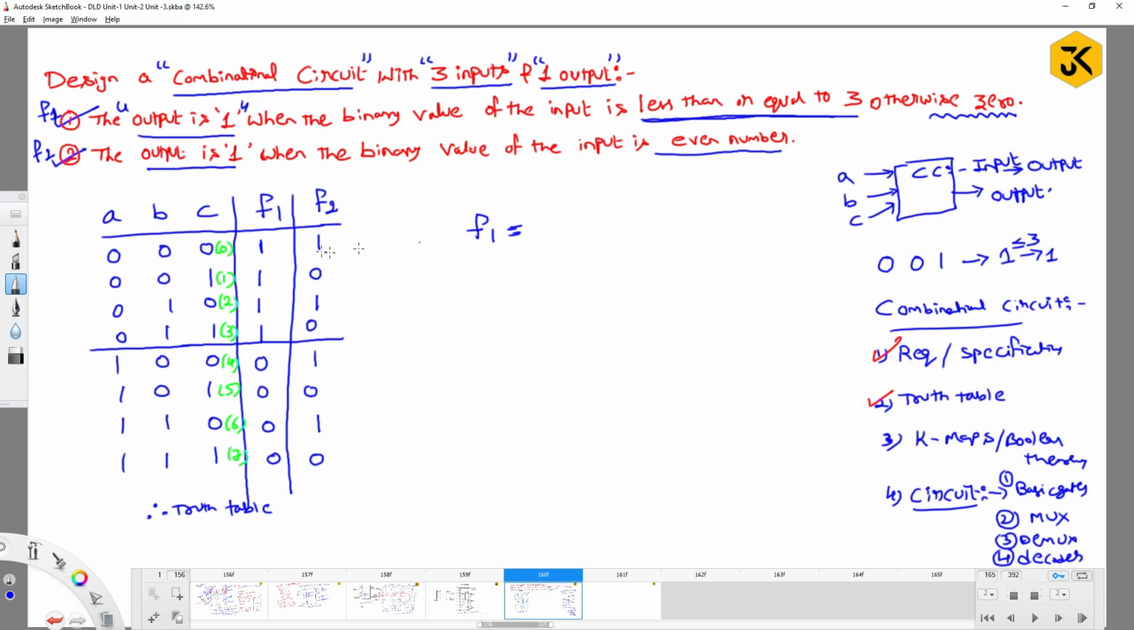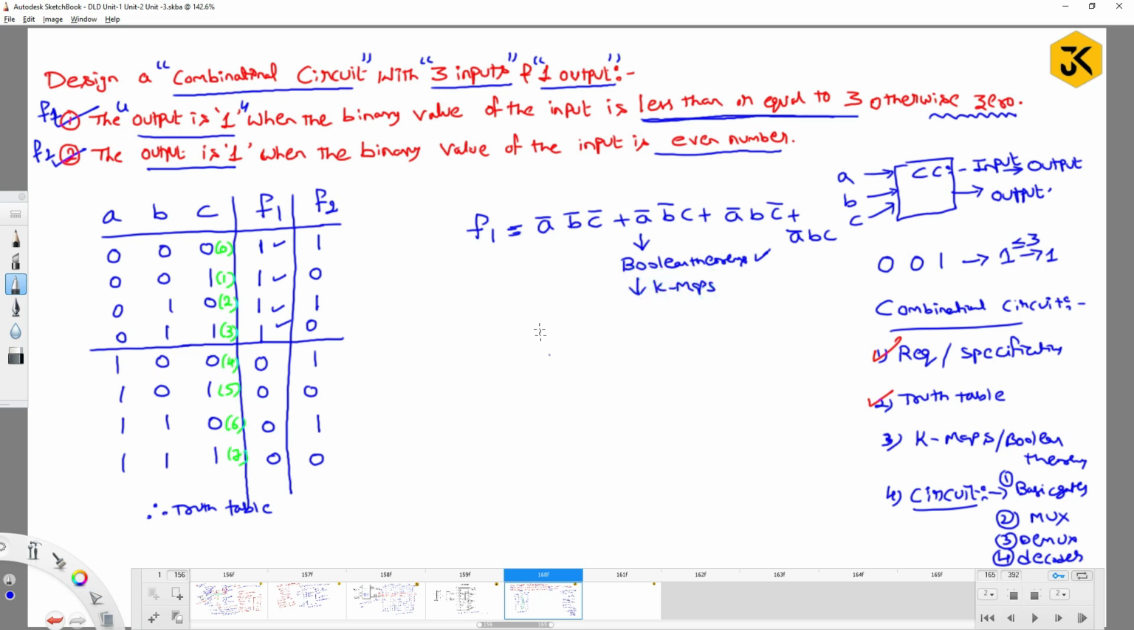How are we going to get f1? By taking all the minterms, so the minterms are A bar B bar C bar plus A bar B bar C plus A bar B C bar plus A bar B C. Okay, guys, trying to solve this kind of Boolean equation with the Boolean theorems is going to be a difficult task. The problem is it will take time, and it may be error prone also, right? That's the reason we are moving to K-maps.